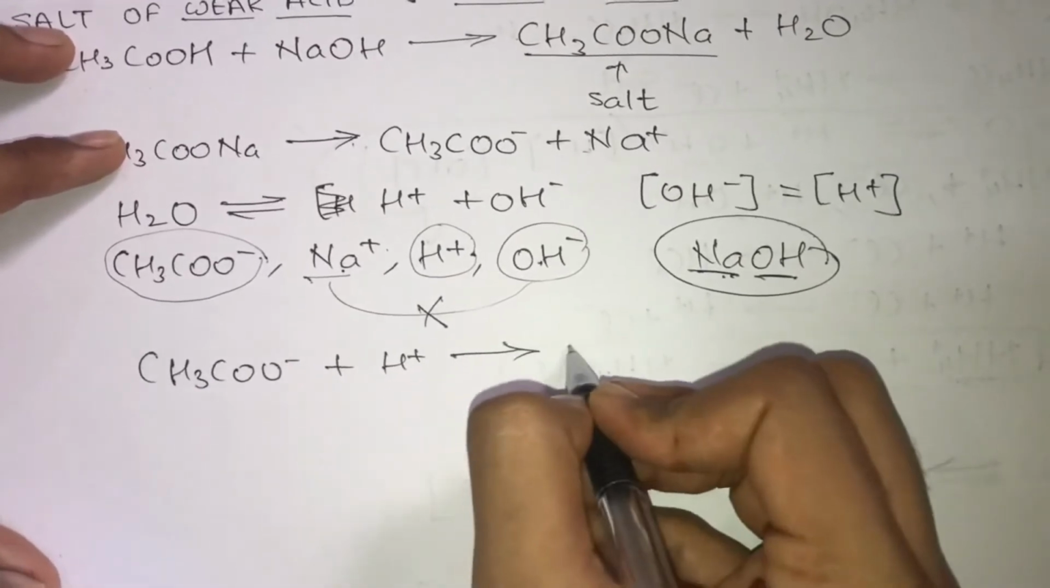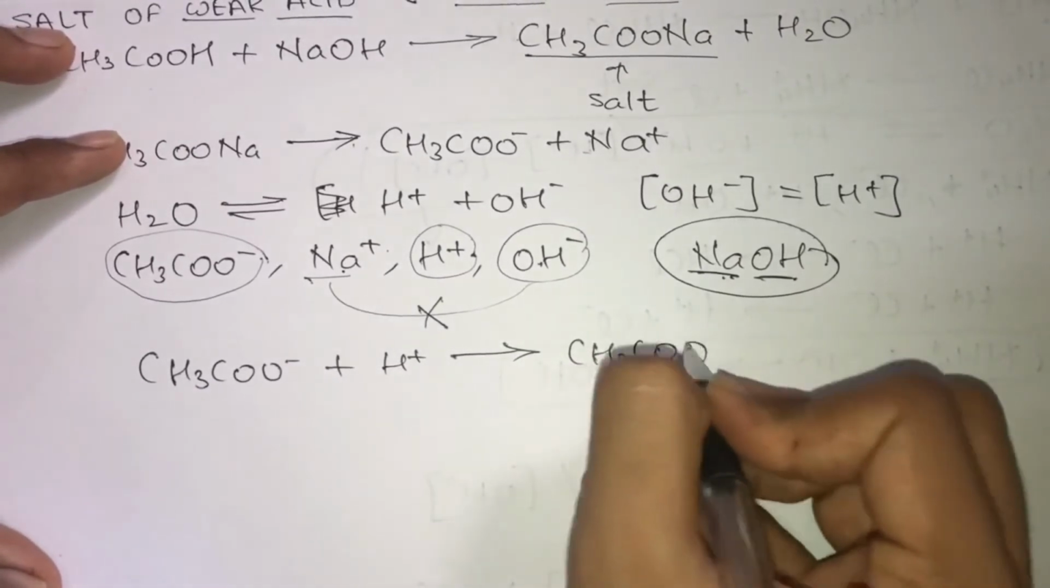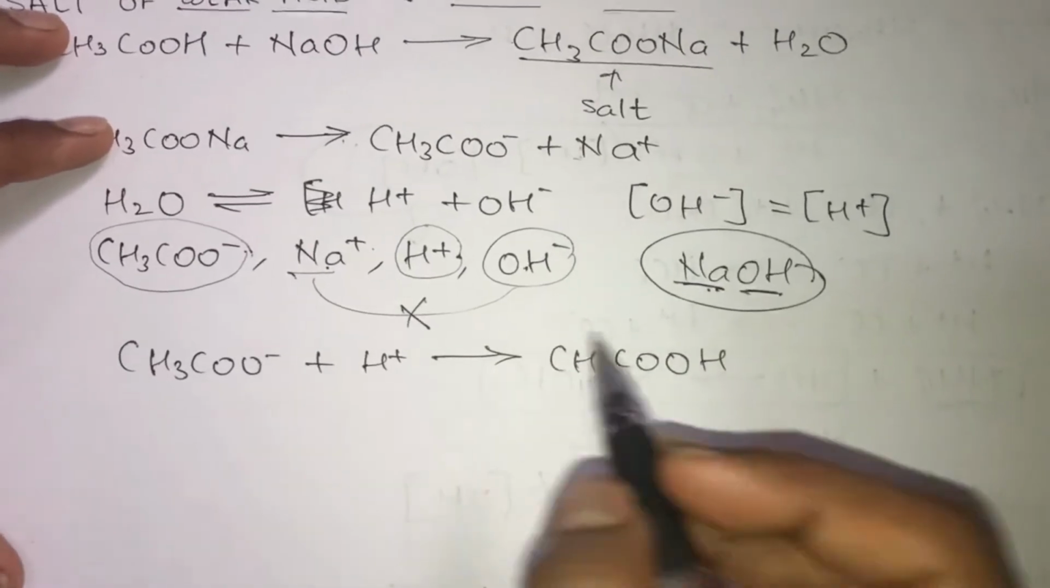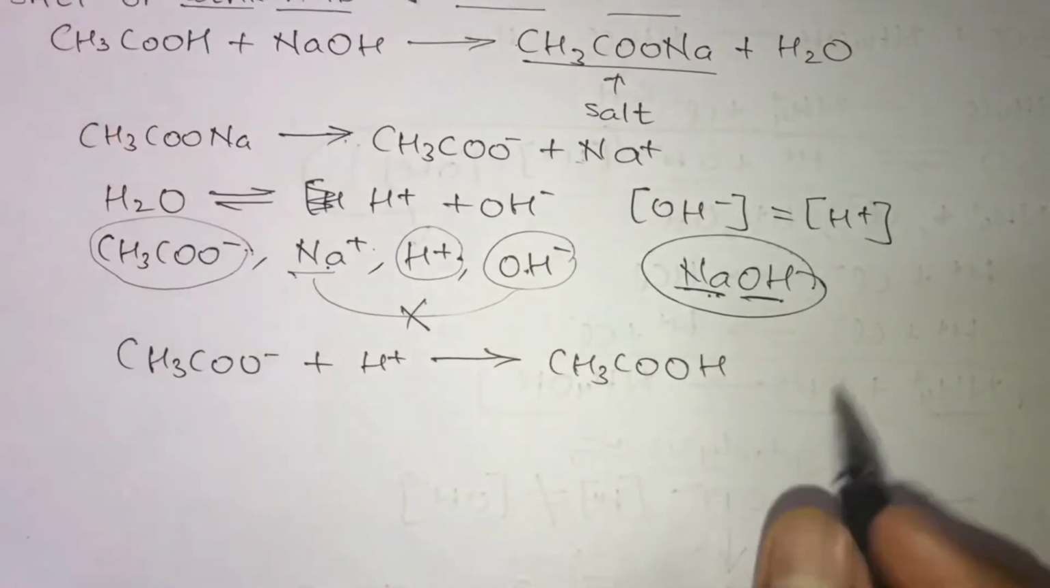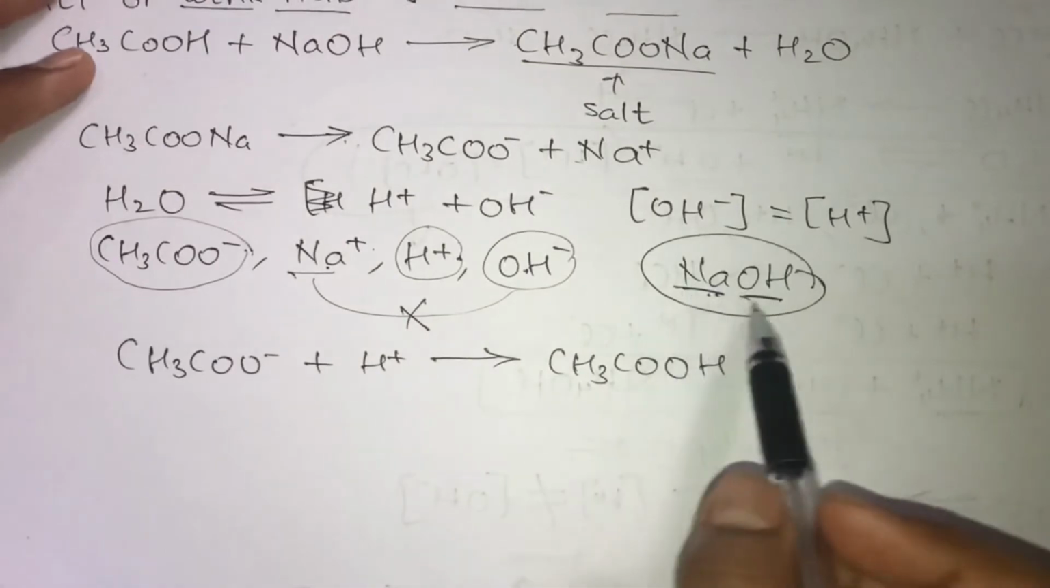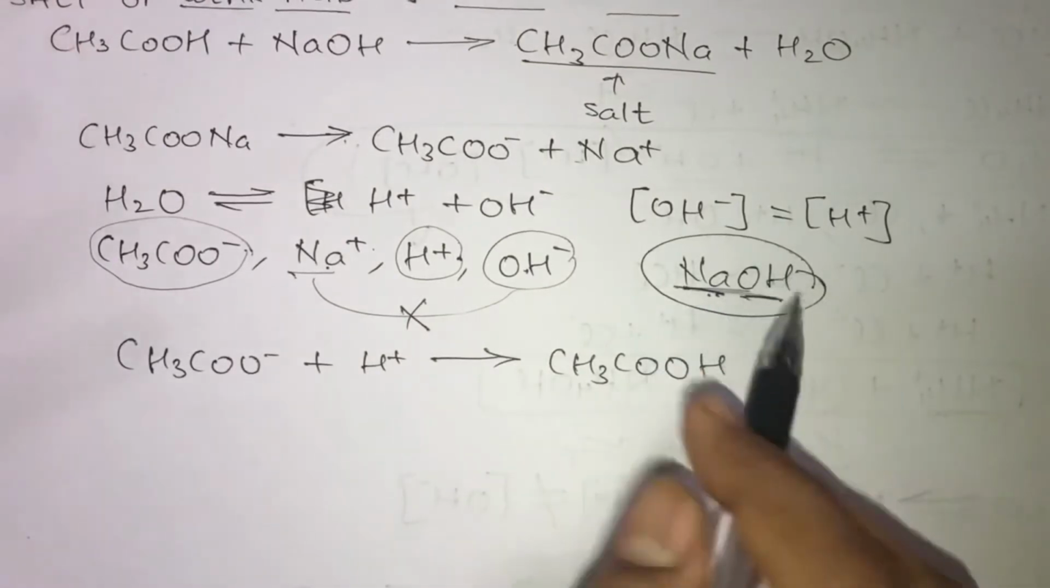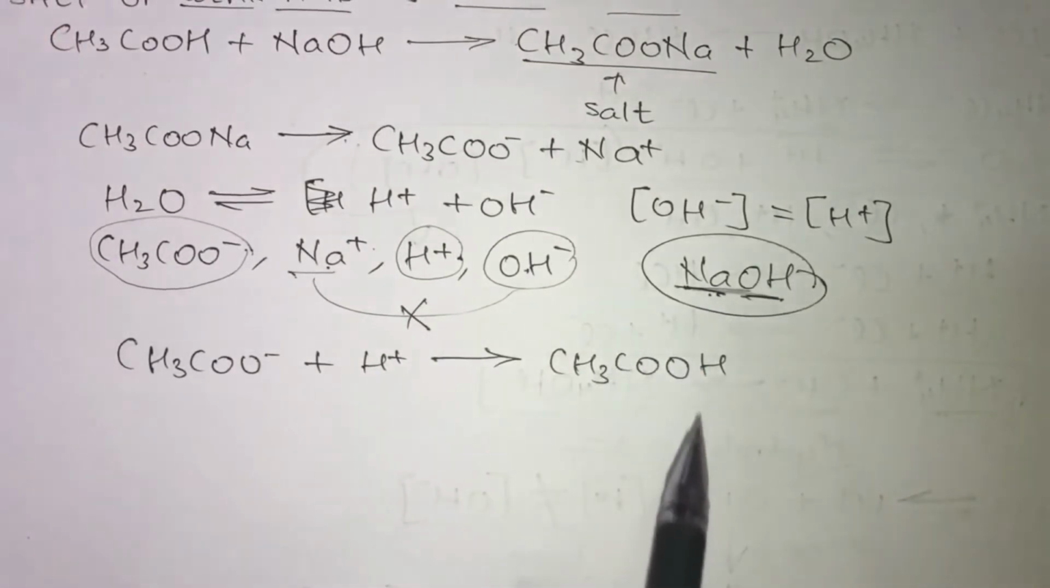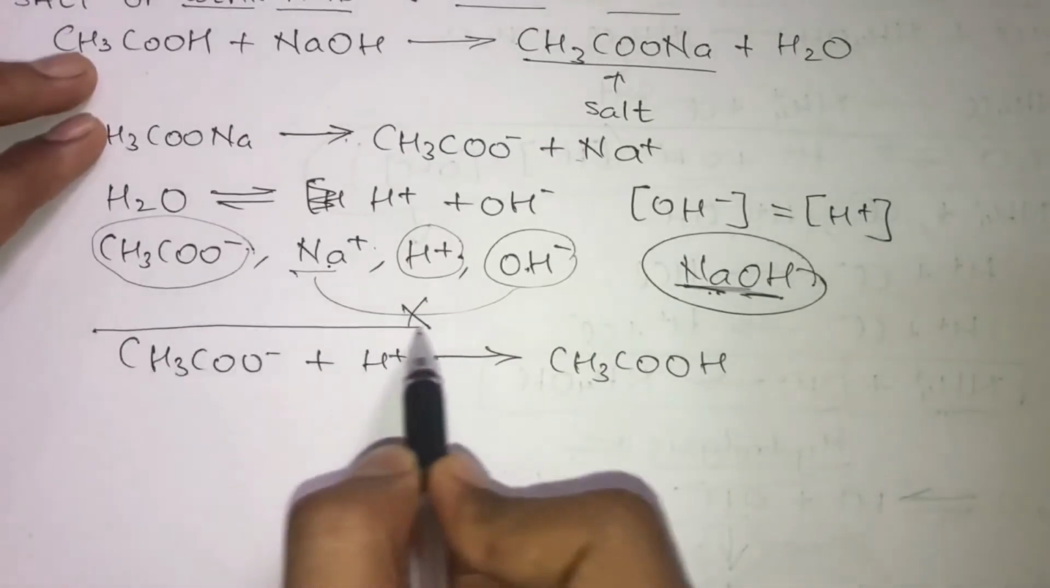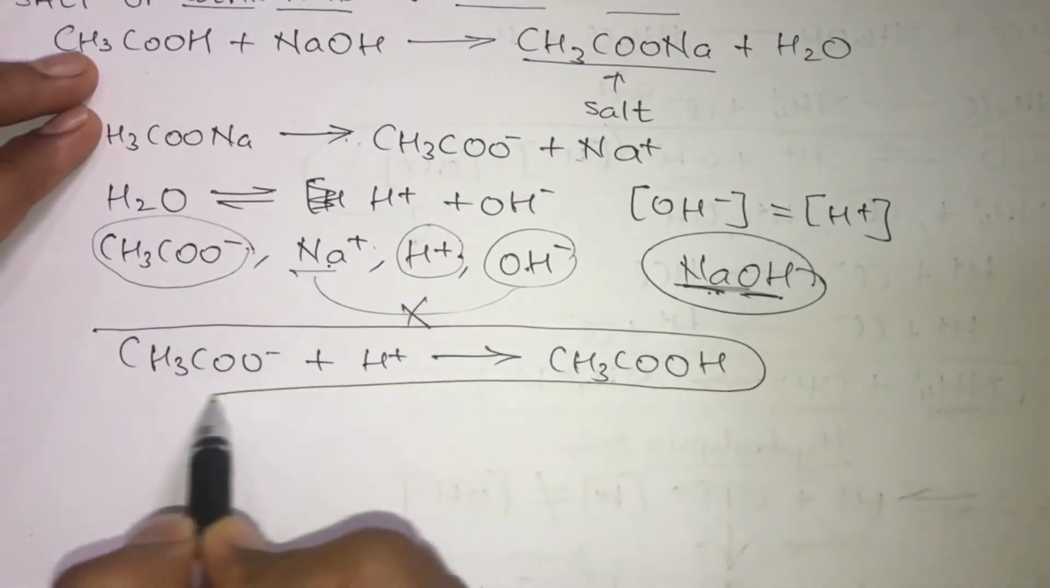And they will give us... okay, now this CH3COOH is not a strong electrolyte like NaOH. It is not going to get dissociated into its ions. So this is the reaction that is going to take place.